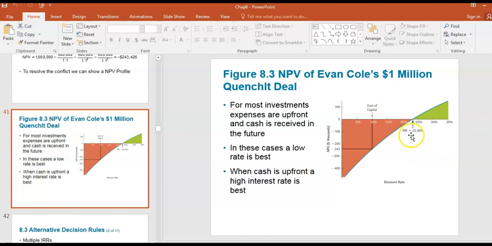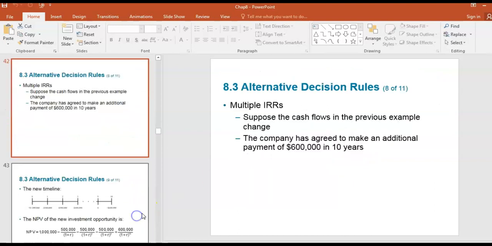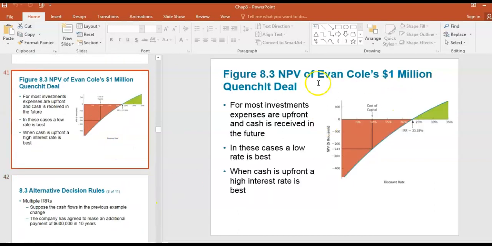Here you can see then our internal rate of return, where the net present value profile crosses over this horizontal axis, is at 23%. But if we compare that to our cost of capital, we see that the net present value is a significant and negative number. Okay, so when cash is up front, we actually prefer a high interest rate. And we can see then that our net present value rule is giving us some misleading information. Right?